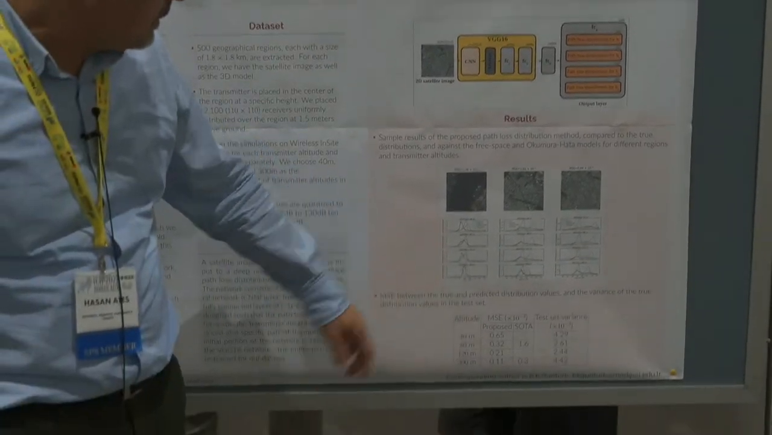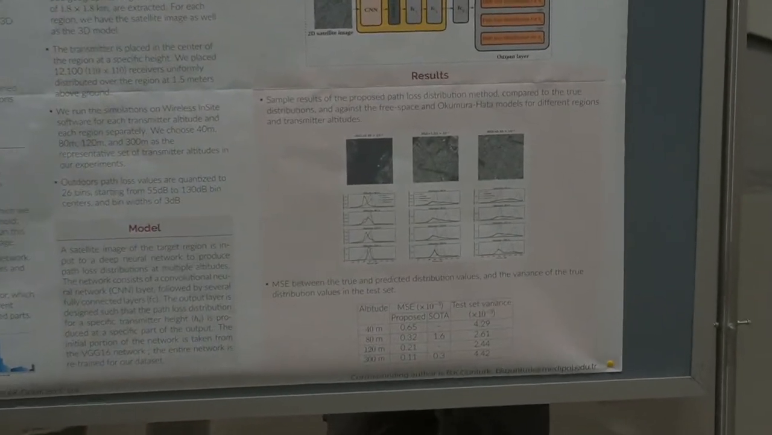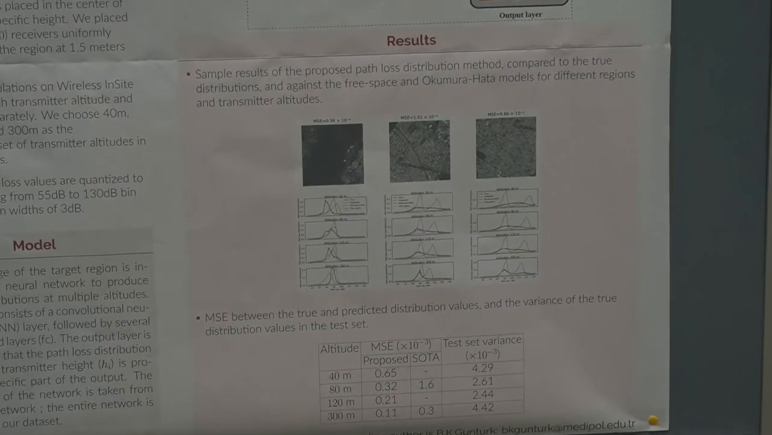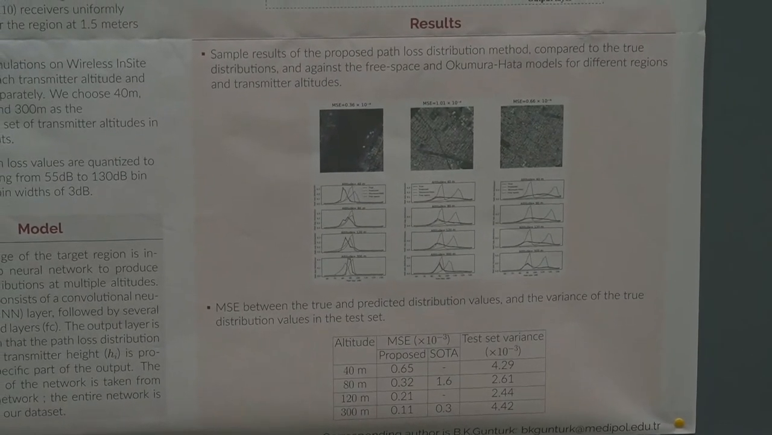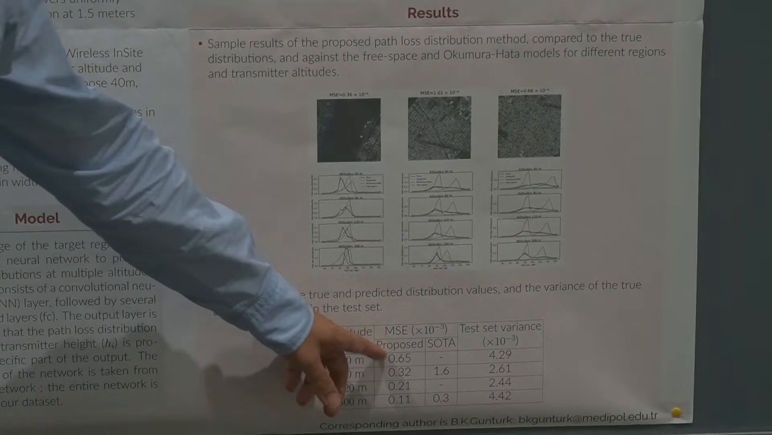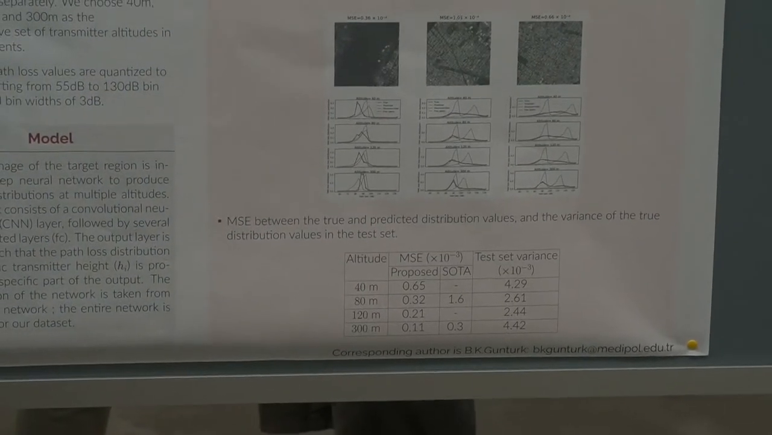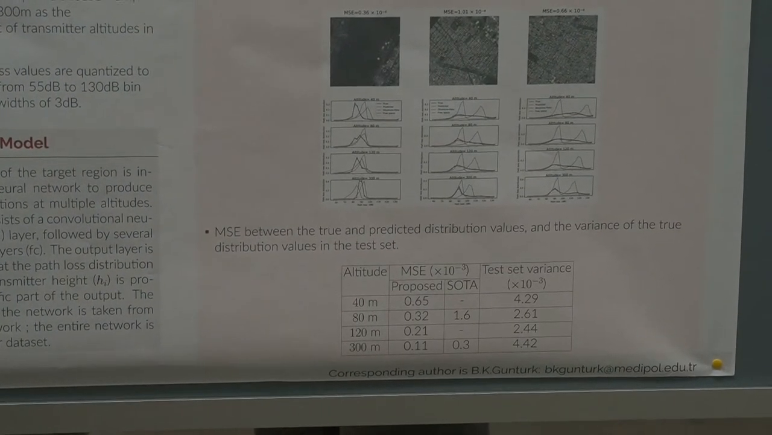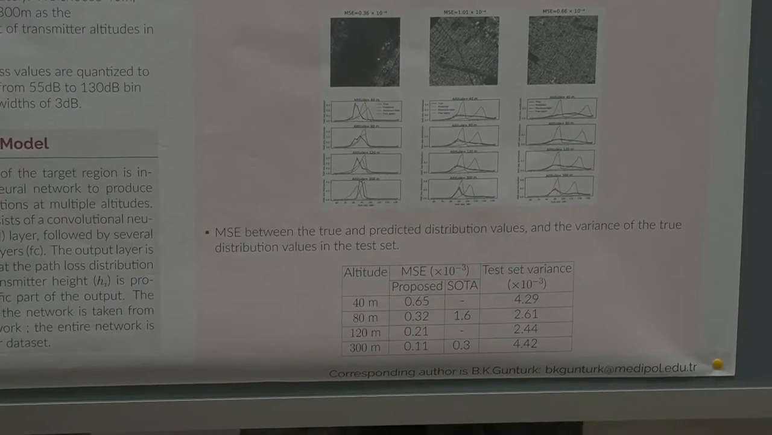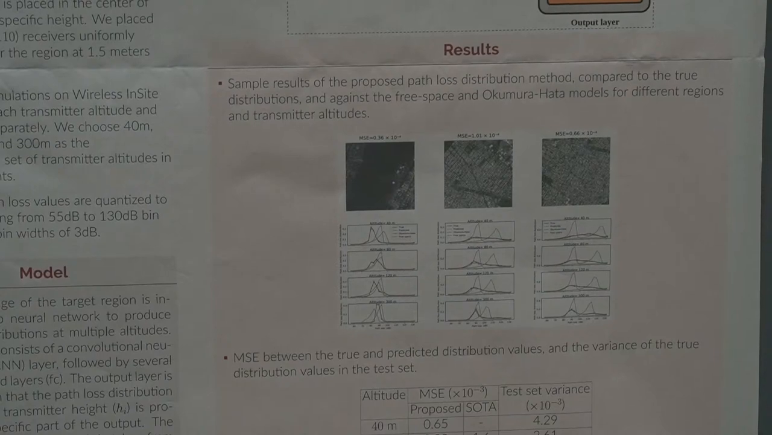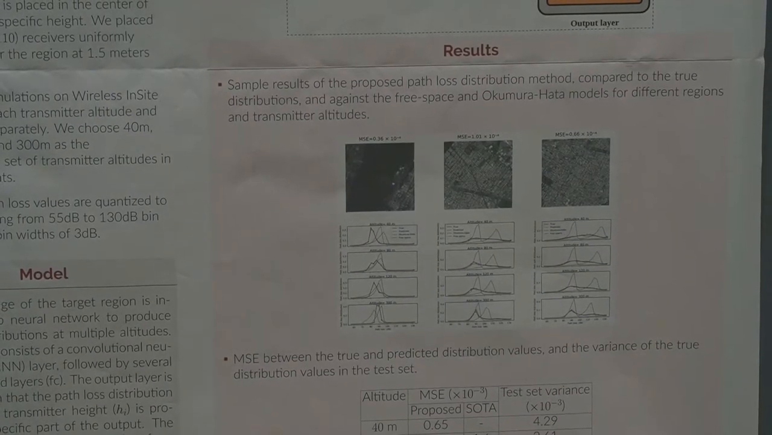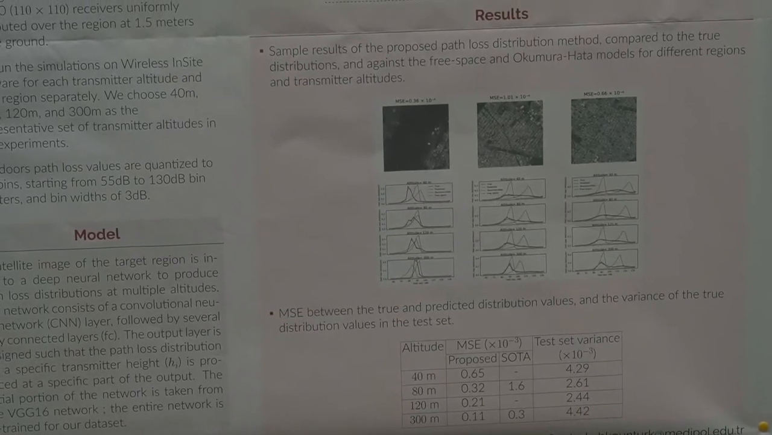And in the end, the predicted histograms are pretty close to the ground truth histograms. And the mean square error for the prediction is also quite accurate and better than our previous work. Also, compared to the analytical models in the literature, like FreeSpace and Okumura-Hata models, the histograms are significantly more accurate.